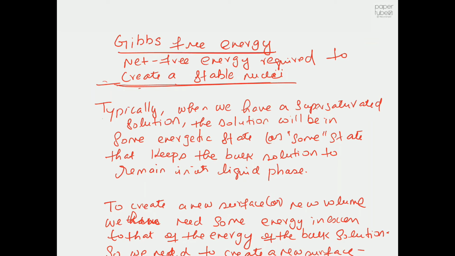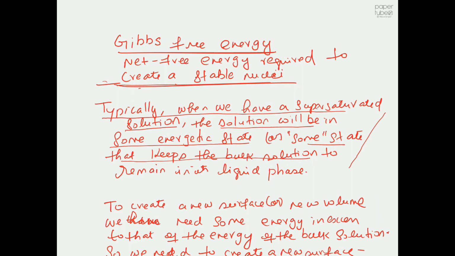Typically, if you have a supersaturated solution, the solution will be in some energetic state that keeps the bulk solution in its liquid phase. What do I mean by that? This is something like a theoretical statement, but you need to imagine some number. If you have some solution, that solution remains in its own phase, it remains in solution forever and forever, and it's going to be comfortable in that liquid phase.